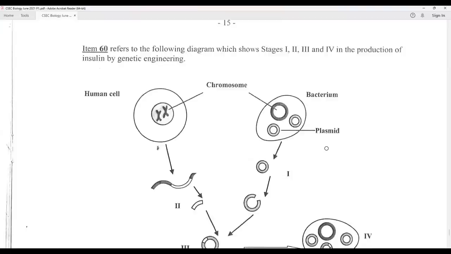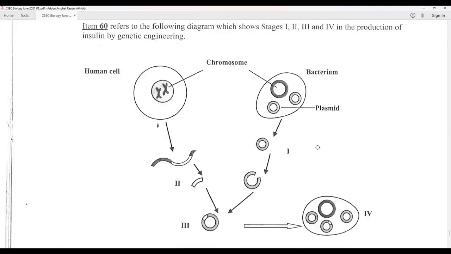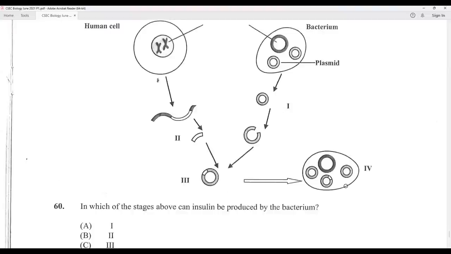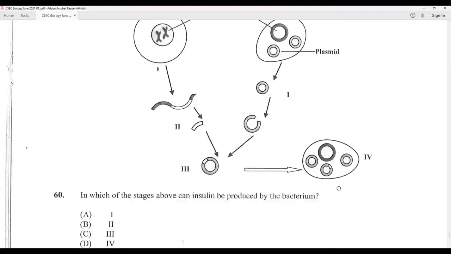Item 60 refers to the following diagram, which shows stages 1, 2, 3, and 4 in the production of insulin by genetic engineering. We have one over here where the plasmid is taken out, it's opened up. Two is where they have isolated the human gene that they want to put into the plasmid. Three is where they have put it into the plasmid and closed the plasmid. And four, they have reinserted it into the bacterium and will let it reproduce.